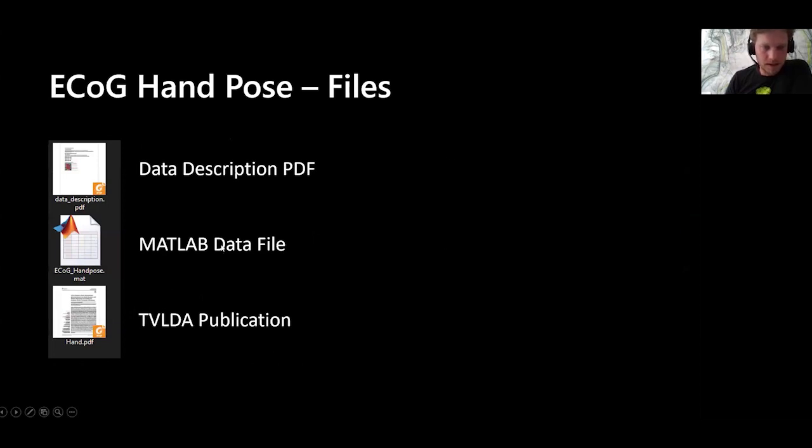There is one MATLAB data file for you. There is a data description, a PDF, which essentially covers the slides I've been showing you. And there is also a publication from 2019 where we applied TVLDA to these ECoG hand pose datasets and showed how nicely we were able to classify the individual gestures. I think we got over 99% classification accuracy for this subject.